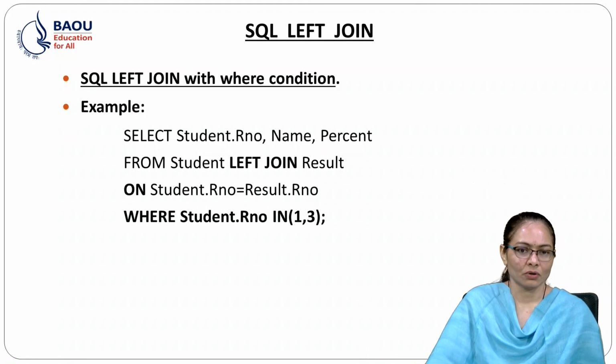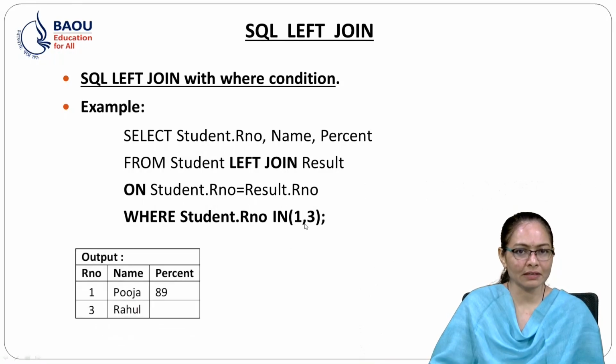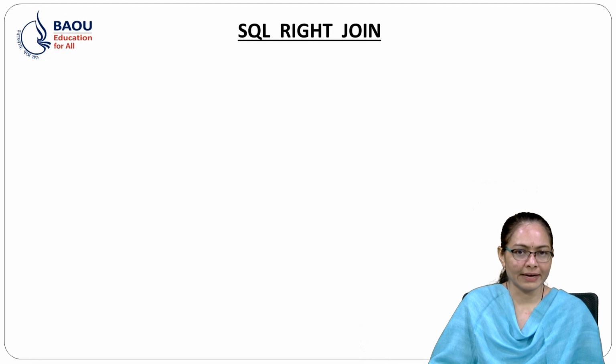On, both the tables are joined using the common column roll number, where student.roll number in 1, 3. So the roll numbers included are 1 and 3. Here the left table is the student table. The student table has 4 records. From these 4 records, only records 1 and 3 are displayed using the where condition. Now the right join.